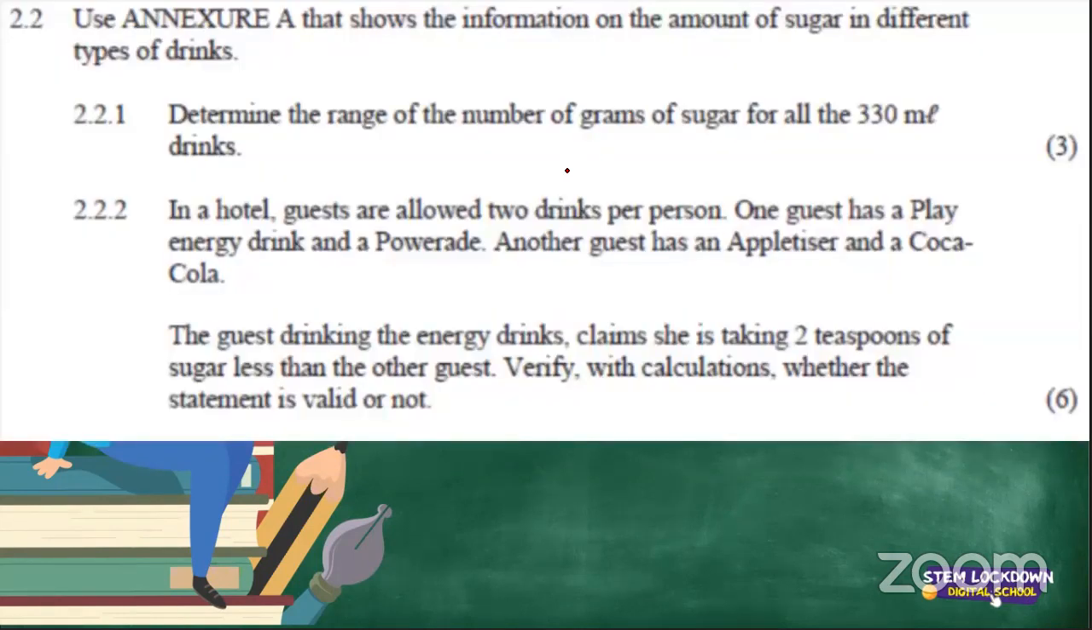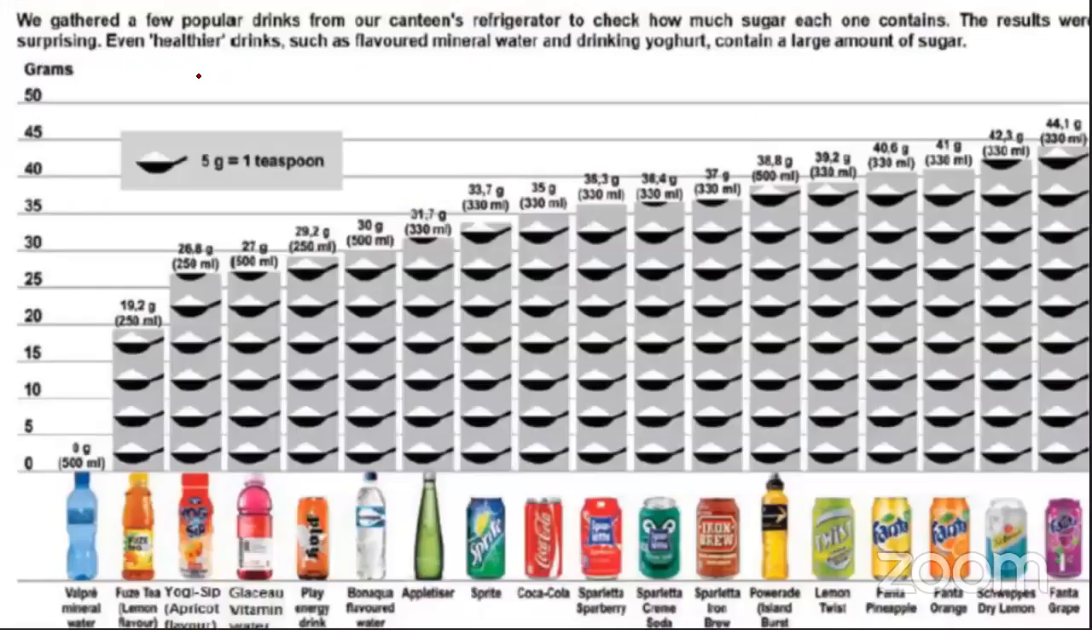Okay, here's our first one, right? Reading from the top, it says, use annexure A that shows the information on the amount of sugar in different types of drinks, right? So this is your annexure A. Basically, it shows how much sugar is in each type of drink, right? You can see on your vertical axis, 0 to 50. These are in grams, as you can see. And then on your horizontal axis, you can see different types of drinks.